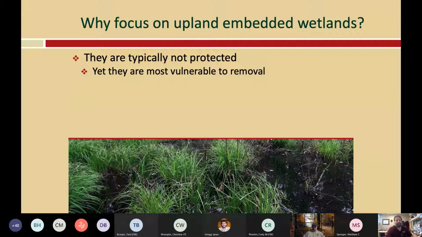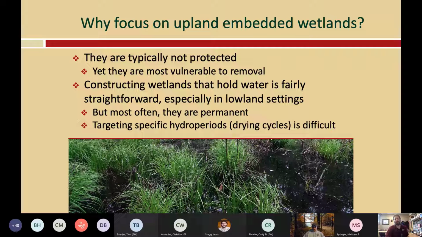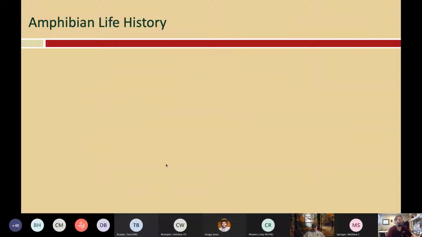Yet they're the most vulnerable to removal because they don't connect to streams. They're not typically in lowland areas. They're a little easier to remove from the landscape or modify. To replace them, constructing wetlands that hold water is pretty straightforward, especially if you're in lowlands, but in many cases those hydrologies are permanent, and trying to get them to dry, these targeting specific hydroperiods, is really difficult. So the system I'll talk about, we're moving toward trying to figure out how to target those hydroperiods.